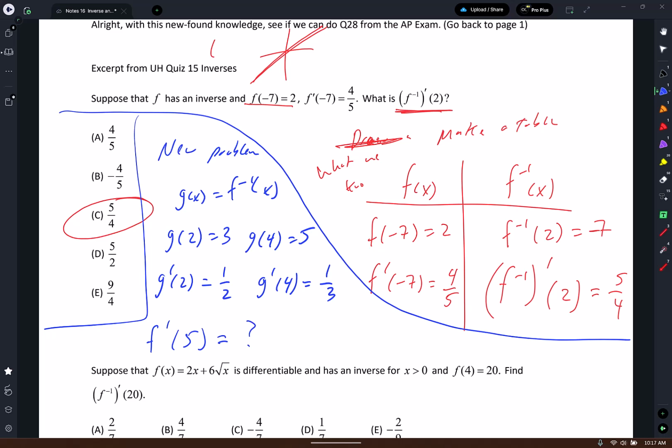Take some time, see if you guys can figure it out. Right, make a table. Wait, but you never gave us the value. Oh, there you go. I see it.